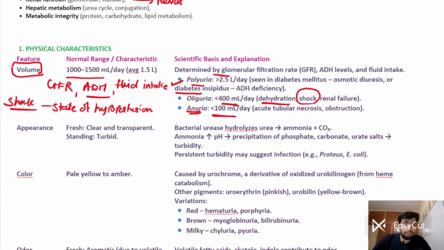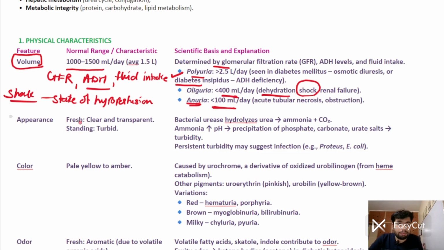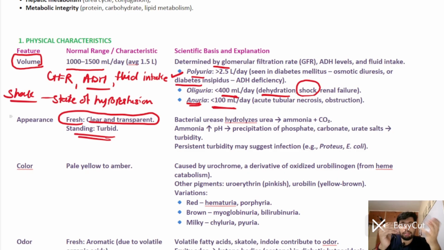Okay, right. Now appearance is fresh. Whenever the urine is fresh, it is clear and transparent, and on standing it will become turbid. Okay, right. So bacterial ureases hydrolyze the urea, and this will lead to ammonia and carbon dioxide. So whenever the ammonia is increased, the pH of the urine is increased, it will precipitate a few ions like phosphate, carbonates and urate salts, and this will result in turbidity. So this is the reason why on standing the urine becomes turbid.